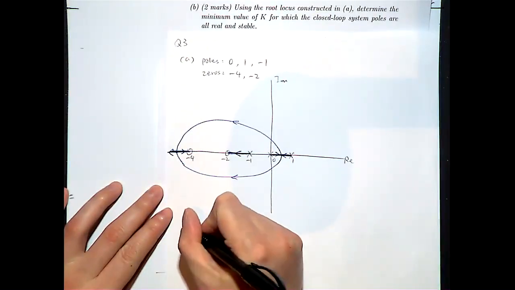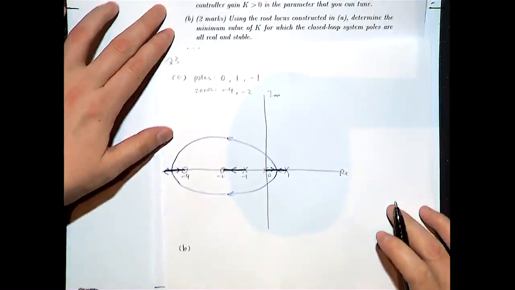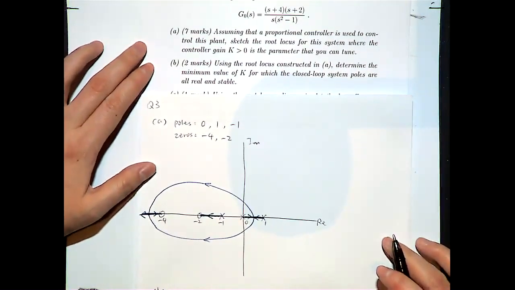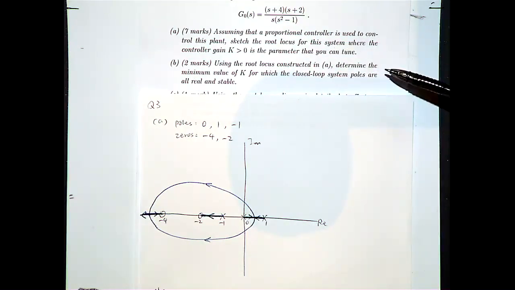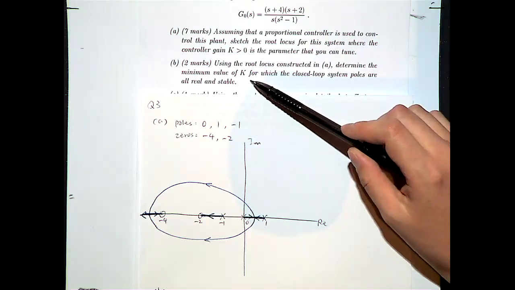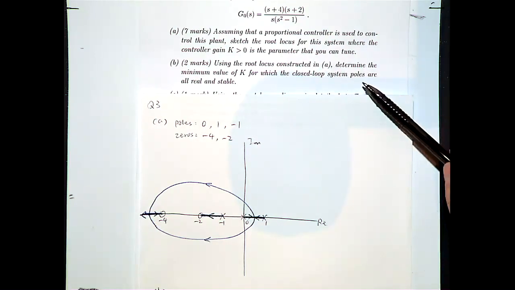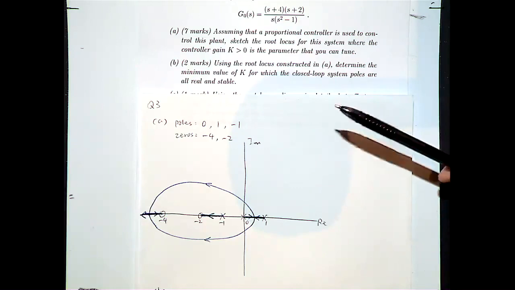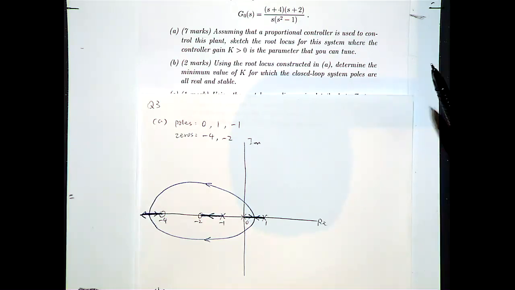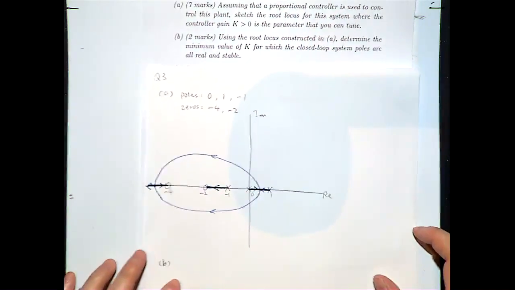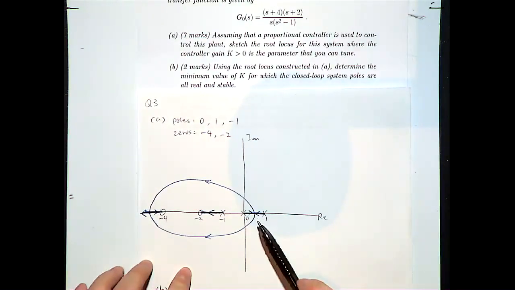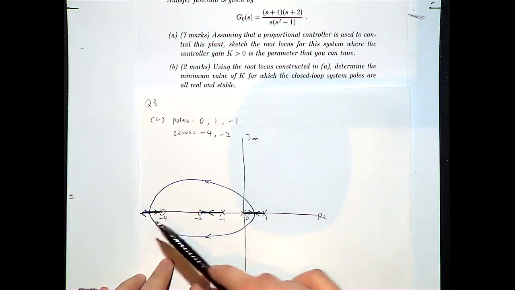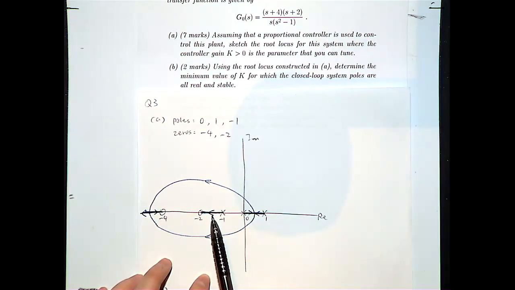Question B. So question B is asking, using the root locus you just constructed in question A, determine the minimum value of k for which the closed loop system poles are all real and stable. So if you want all your poles to be real, they cannot be along these two curves, right? So this one you know is definitely real and stable, right?